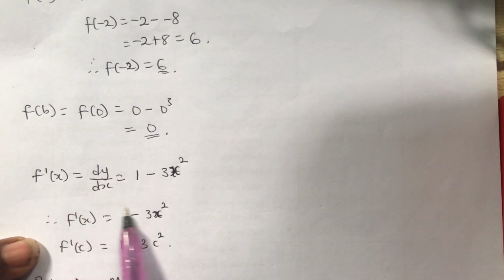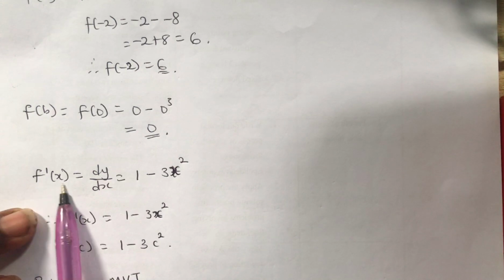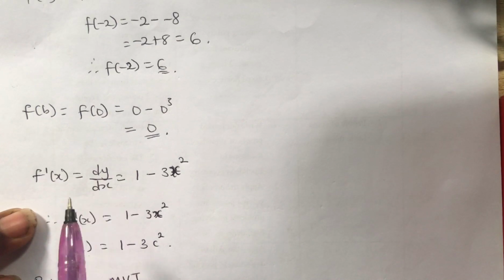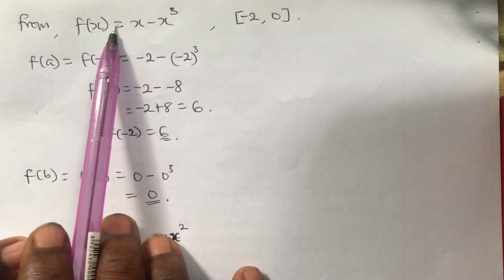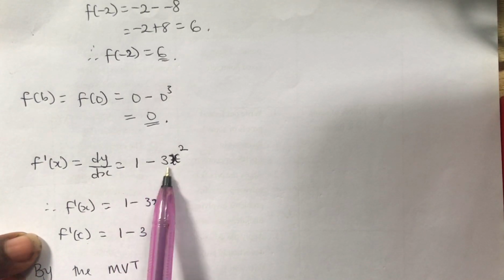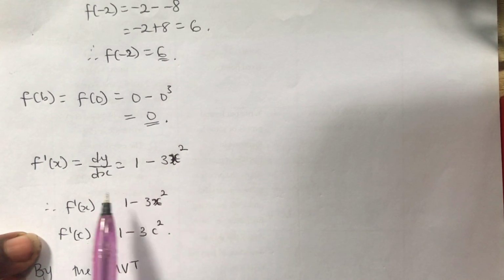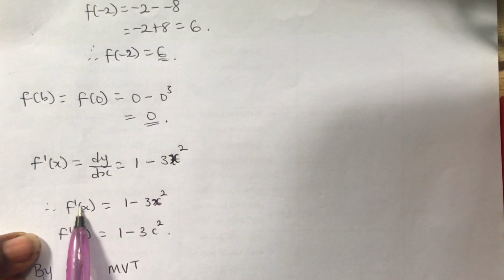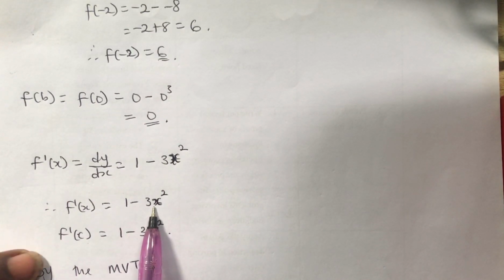Now we need to find f prime of C. But before finding f prime of C, we need to get f prime of x. How do we find f prime of x? Don't forget that f prime of x equals dy dx, that is, differentiating the function with respect to x. When we differentiate this function, we get 1 minus 3x squared. Therefore, f prime of x equals 1 minus 3x squared.